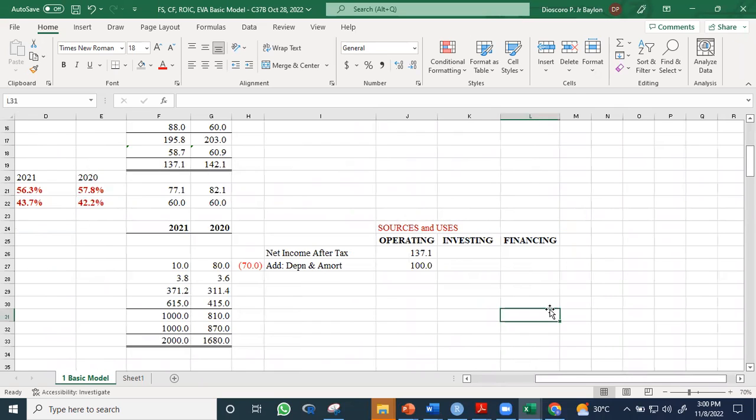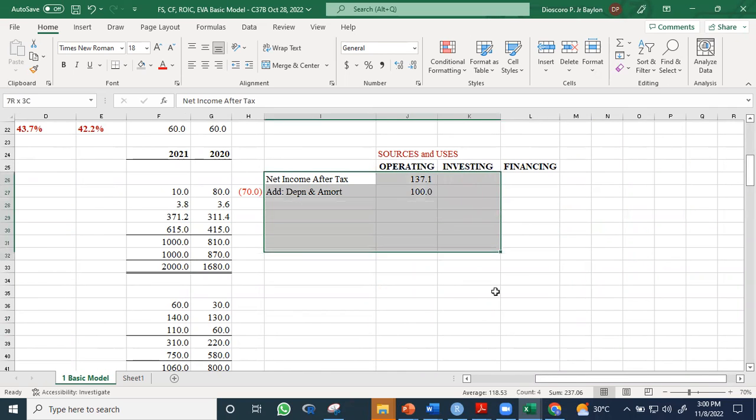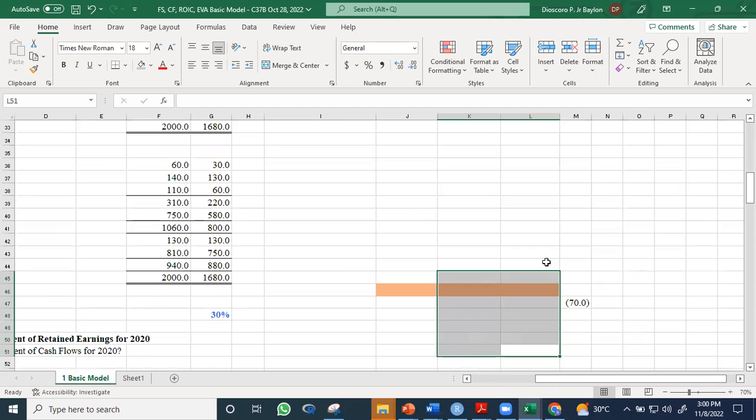And what's the rationale for that? What's the reason? We add back depreciation and amortization because when we arrived at the net income after tax, we subtracted them. Okay? We subtracted depreciation and amortization from the revenues. And we said that these are non-cash items. So in order to convert the net income after tax into a cash item, we need to add that back.